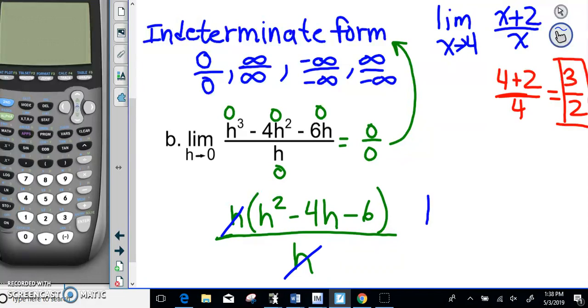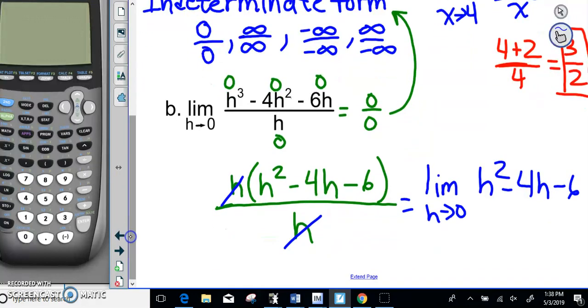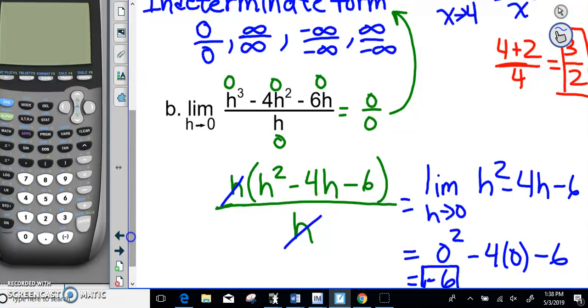So again, our whole thing now would be the limit of h squared minus 4h minus 6 as h approaches 0. Again, we're going to substitute 0 into the problem, and we should be able to get an answer real quick. So we substitute 0 in for each h. Our final answer would just be -6. And that's it. That's the answer to your limit problem.